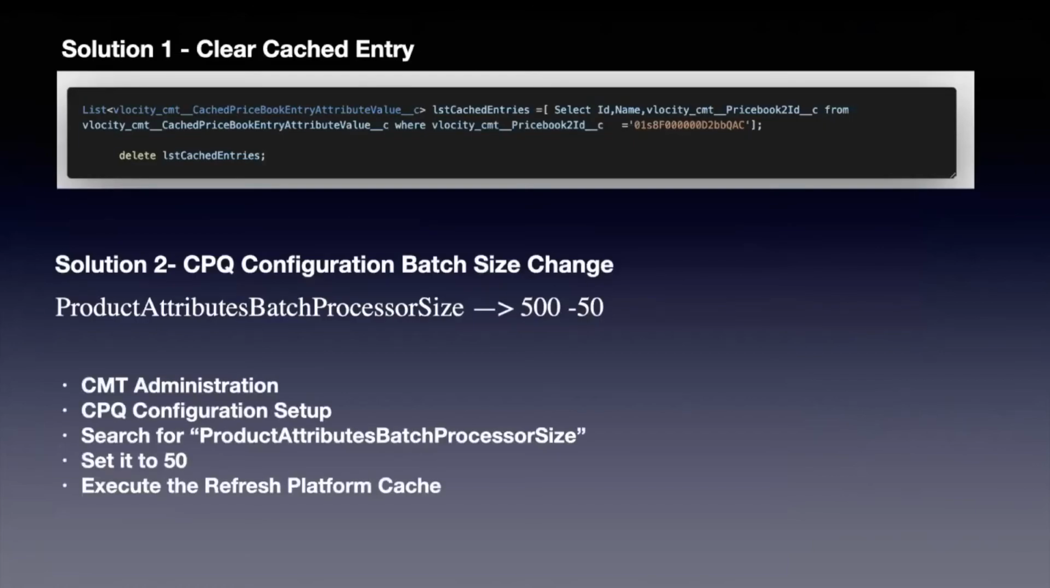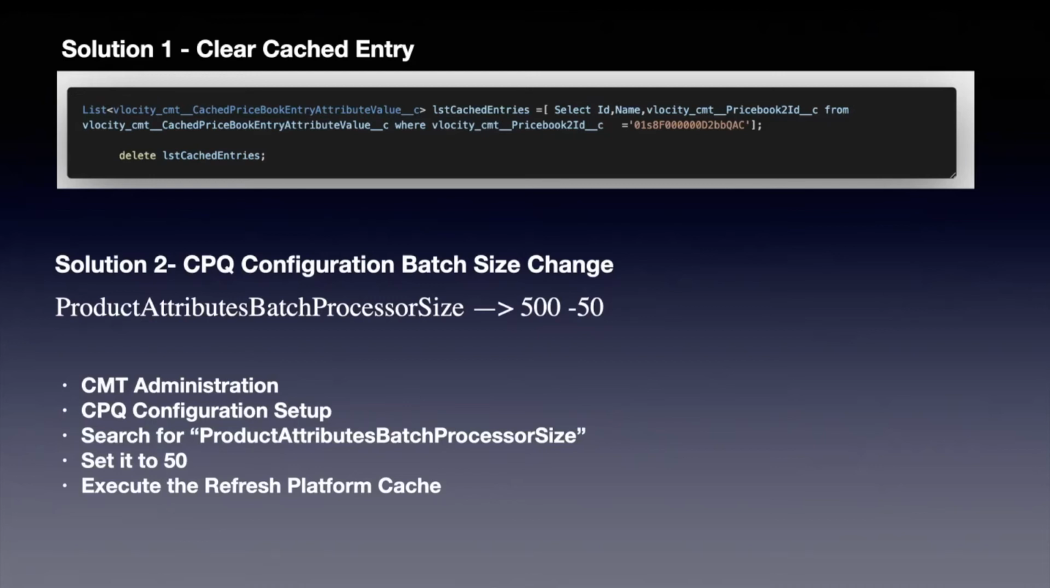Okay, so in solution 2, there's a batch size being allocated to process these records. The product attribute batch processor size defaults to 500, and if you change it to 50 and execute refresh platform cache, that should work smoother, and all records will get executed properly.